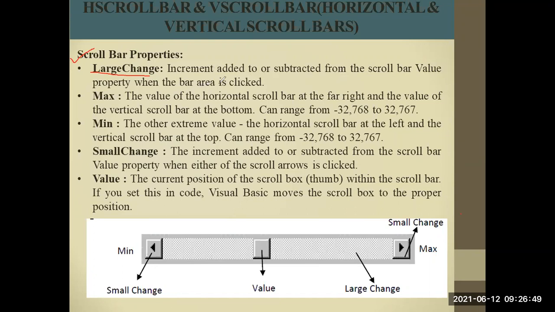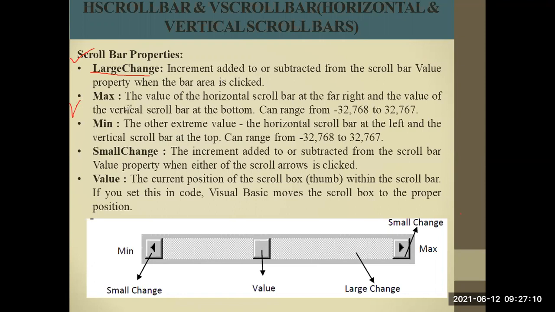Wherever you position your scroll box, if you place it on the right-hand side, it will generally add the values. If you place it on the left of it, then it will generally subtract. So which property is going to manage this? The large change property is basically going to manage this one.